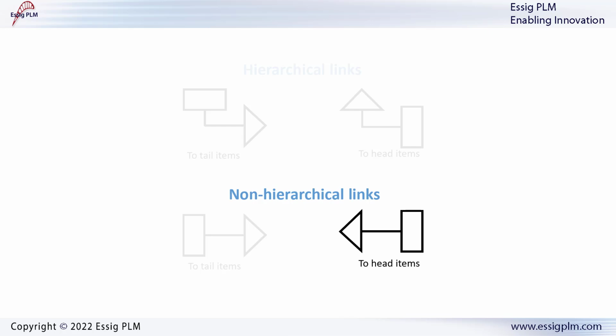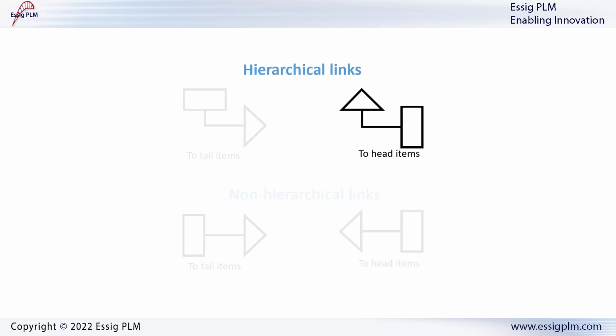As in the previous case, horizontal arrows are dedicated to non-hierarchical links. The objects are at the same level, while arrows up are used for hierarchical links, since they signal to us that we are going to a higher level.